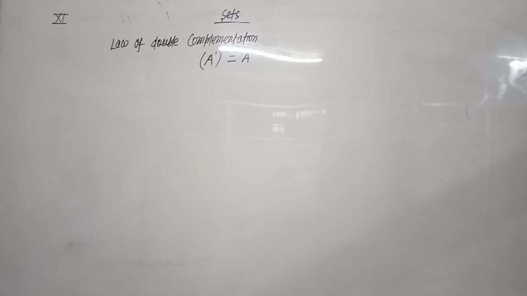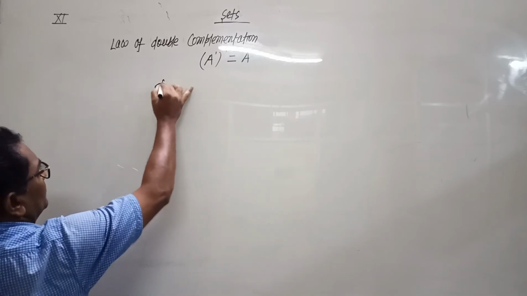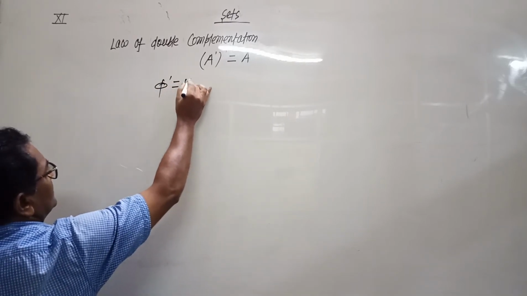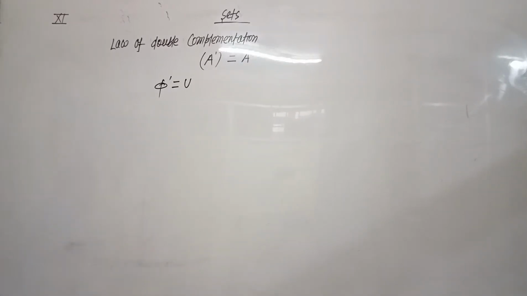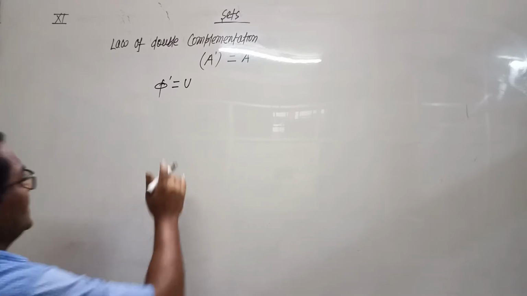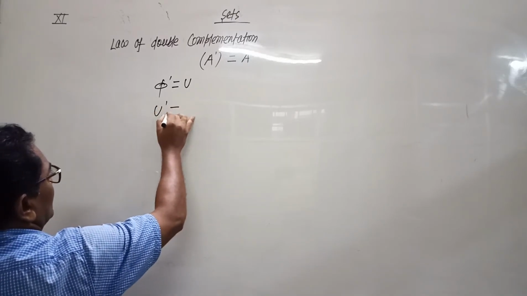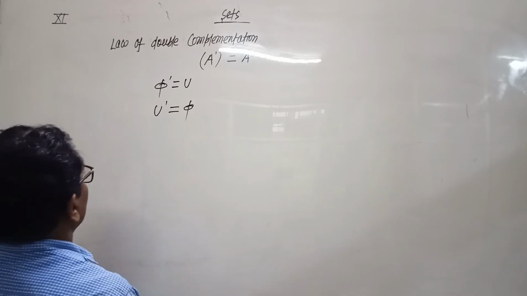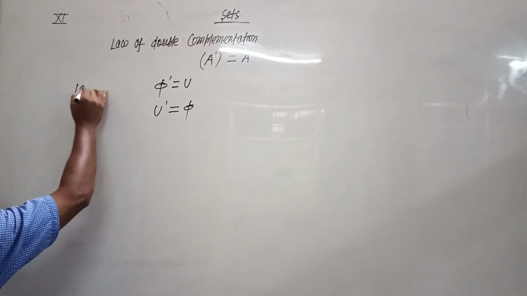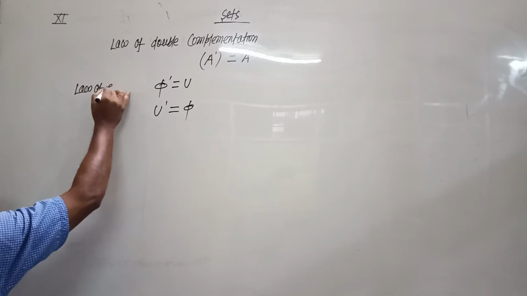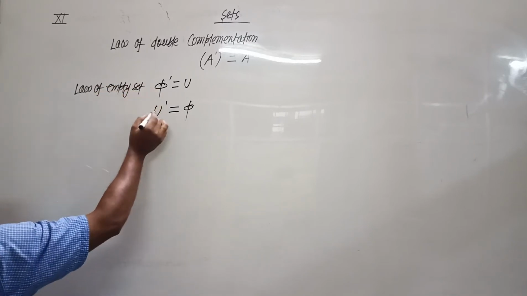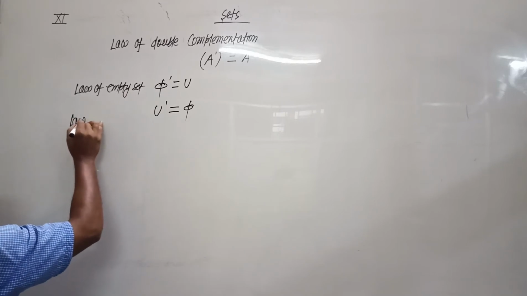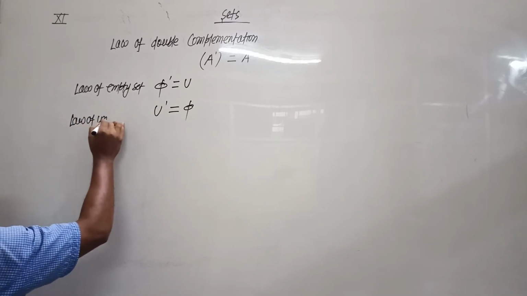And law of empty set and universal set. Phi dash equals U. This is called law of empty set. And U dash equals phi. This is called law of universal set.